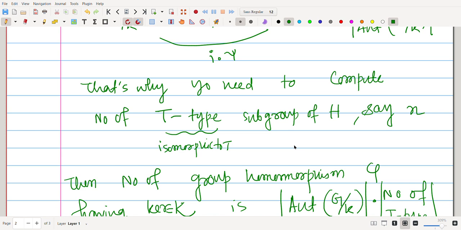This is the exact theory. Everything depends on the first isomorphism theorem, and you need to find the possible choices of kernel as well as possible choices of image. That's all. Okay.